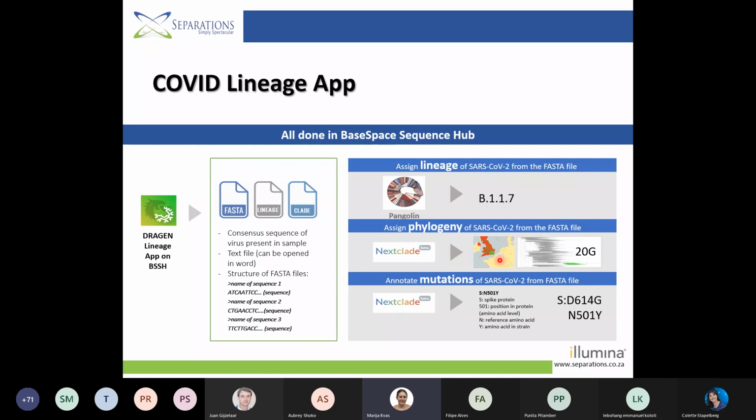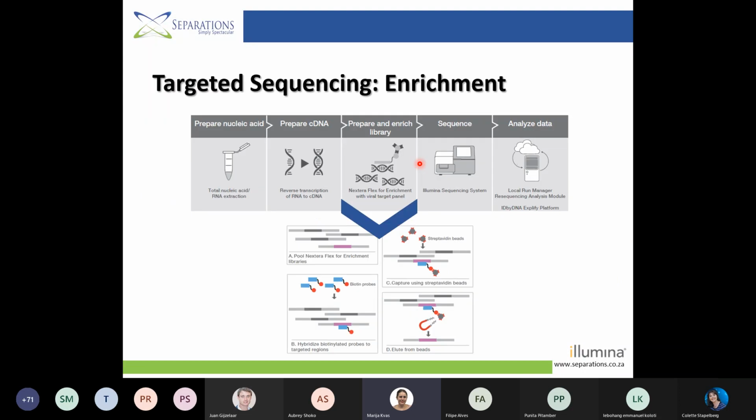Illumina has, in BaseSpace, a COVID lineage app, and I'm not going to go into too much detail because we will touch on this on the 27th of August when we have a bioinformatics session. But just to show you that this is actually open to everybody, right? There's no charge for this specific app in BaseSpace, but with this pipeline, we are able to annotate mutations, assign phylogeny, and assign lineage to different SARS-CoV-2 variants out there.